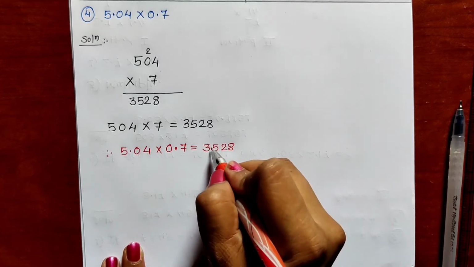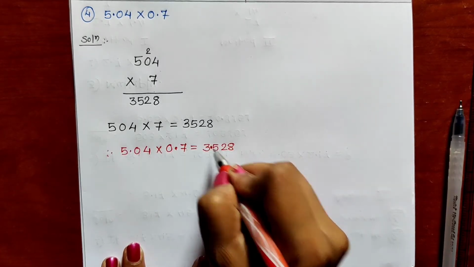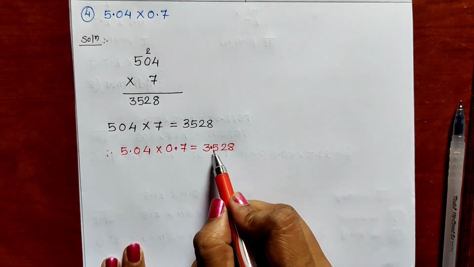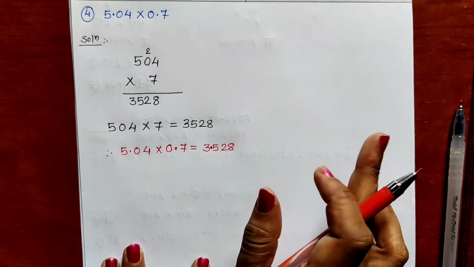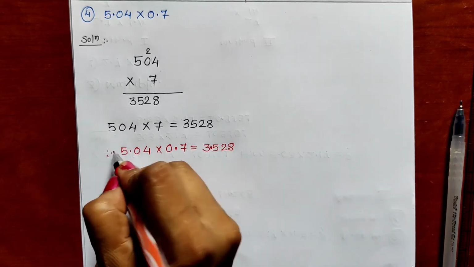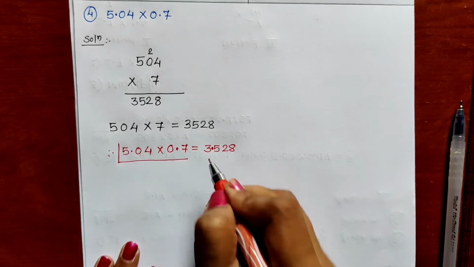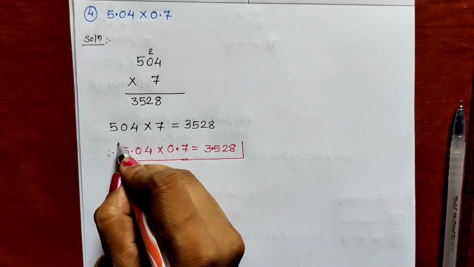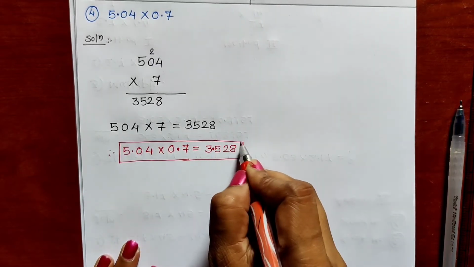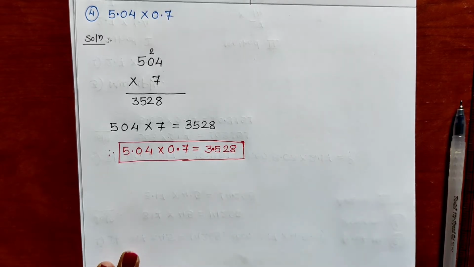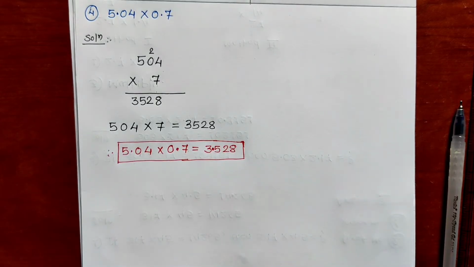So where should I put the decimal point? Between 3 and 5. So now I am getting 3 digits after the decimal point on the right hand side in our answer. So in this way you have to complete question number 3. Very easy. Only your multiplication should be very nice, so you can solve this sum very easily.